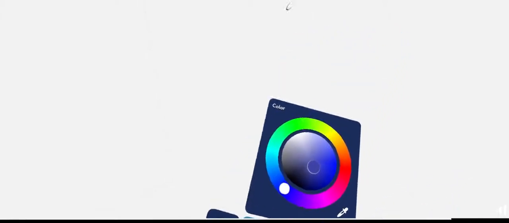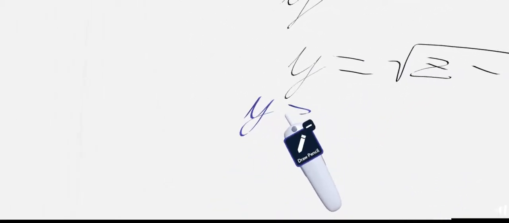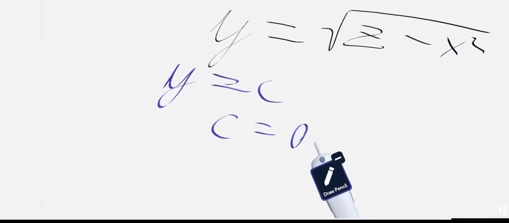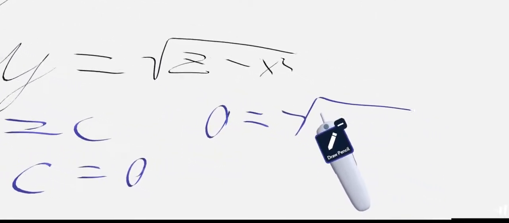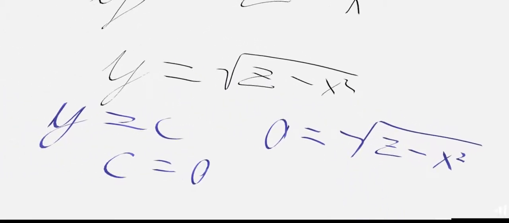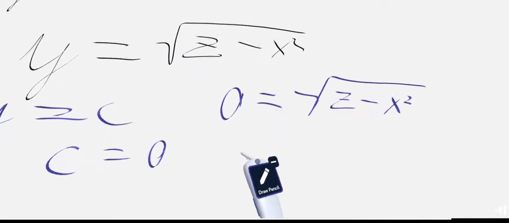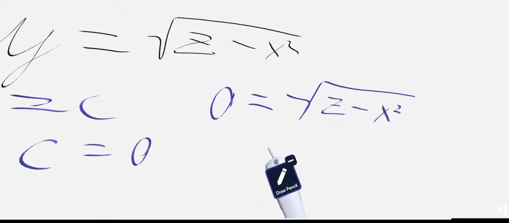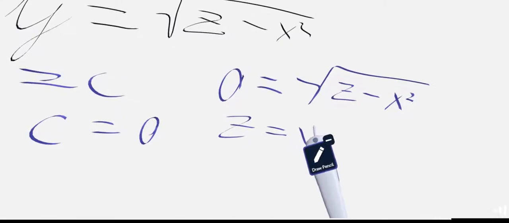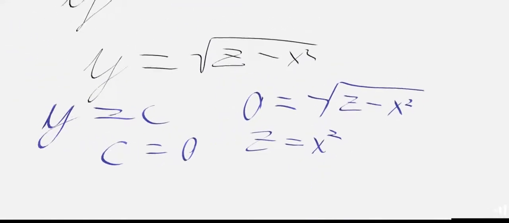So this time we can have y equal to c. When c is equal to 0, 0 is equal to the square root of z minus x squared. The square root of 0 is 0. So we have z is equal to x squared.